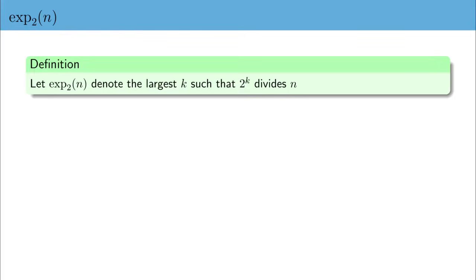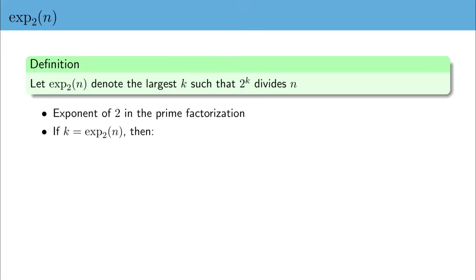Just as in the previous video, in order to get a handle on sigma, our sum of binary digits function, we'll use the exp sub 2 function. Recall that I defined exp sub 2 of n to be the largest k such that 2 to the k divides n. In other words, exp sub 2 of n is the exponent of 2 in the prime factorization of n. We're actually already most of the way there to proving that exp sub 2 is generatable.